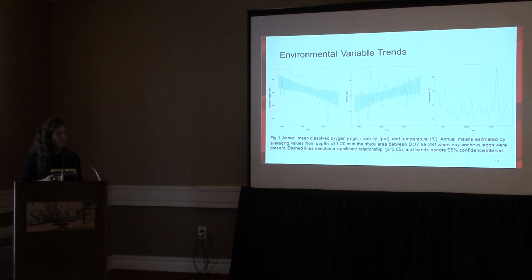Just a little bit about some environmental variable trends. So these plots are showing annual mean dissolved oxygen, salinity, and temperature. These annual means were estimated by averaging values from depths 1 through 20 meters of these standard water quality stations between March through October when bay anchovy eggs are present in the system. So there's been a significant decline in dissolved oxygen, a significant increase in salinity, and no significant trend in temperature, and this could be because I'm averaging over a large portion of the year.